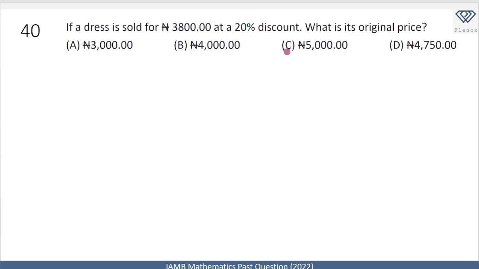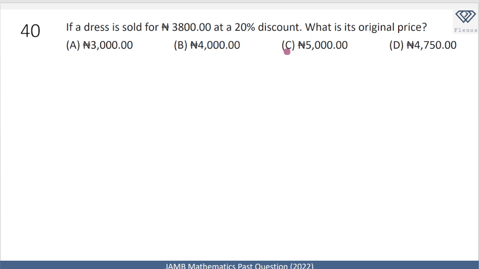Now to the final question on our JAMB Mathematics Past Question. I know it's been really tiring because we've had to address so many questions. Well, I guess you're as excited as I am to solve the final question. It says if a dress is sold for 3,800 at a 20% discount, what is its original price? So what this means is that you go to a store, you see an item on sale at a 20% discount, and that means you have to pay 3,800. They're asking what the original price is.